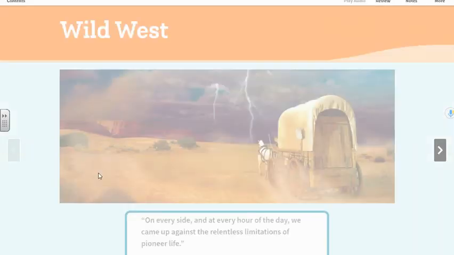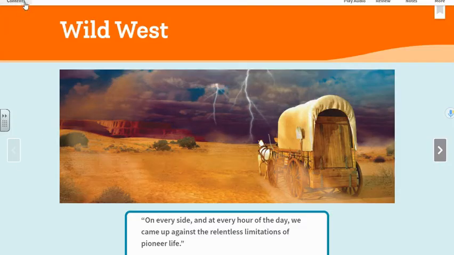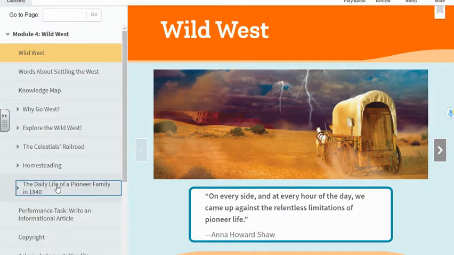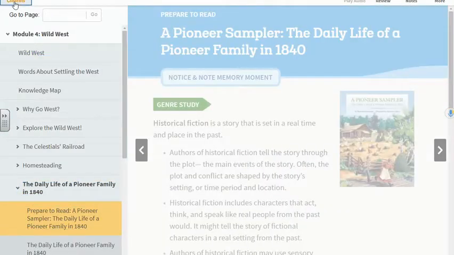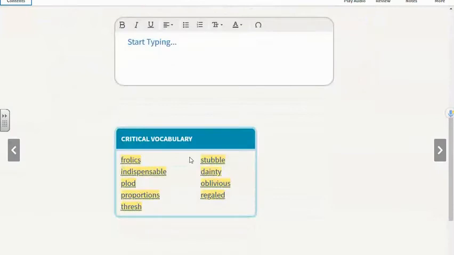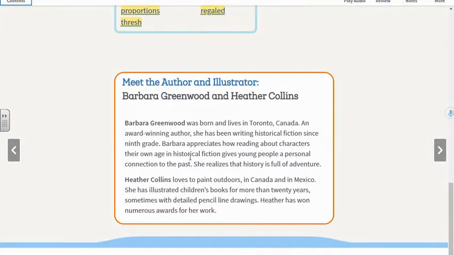This week's story is called A Pioneer Sampler: The Daily Life of a Pioneer Family in 1840. We're still talking about the Wild West. And it is a historical fiction. So let's meet the author and illustrator.